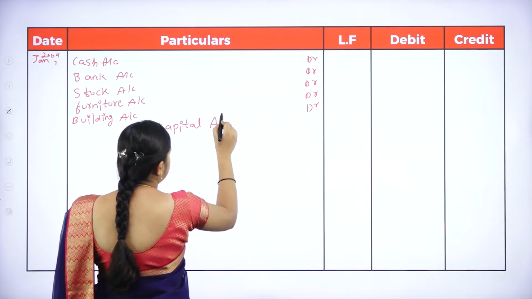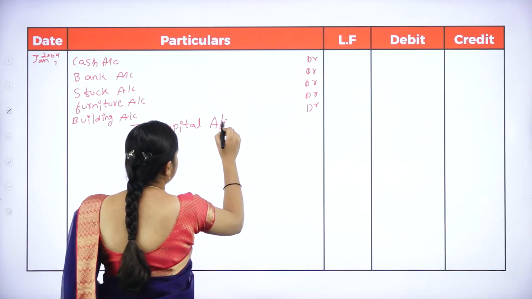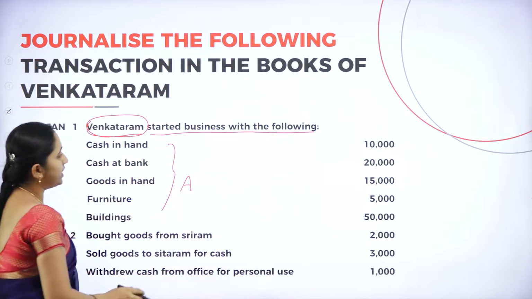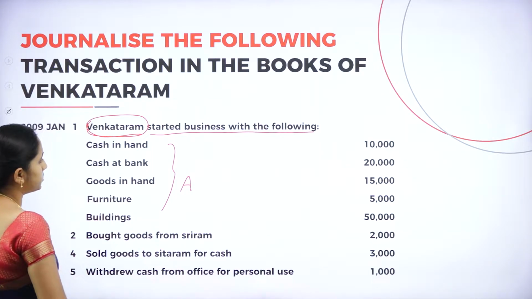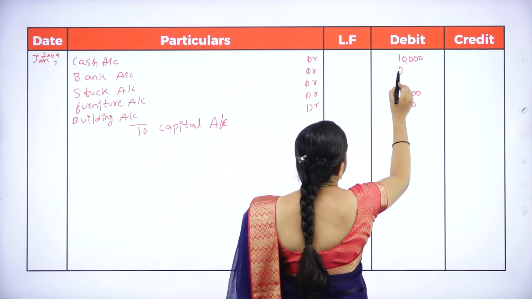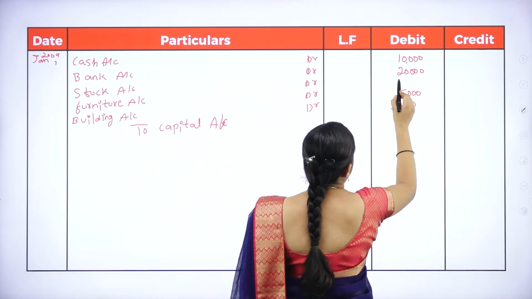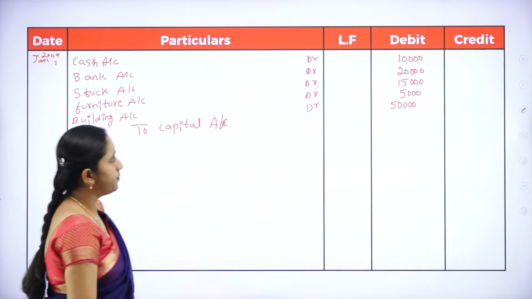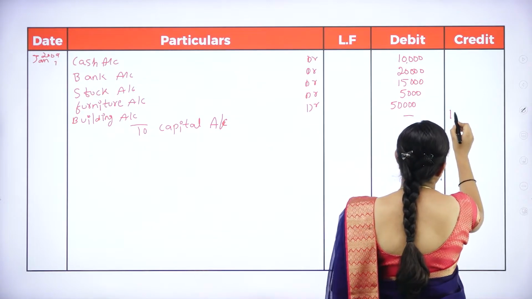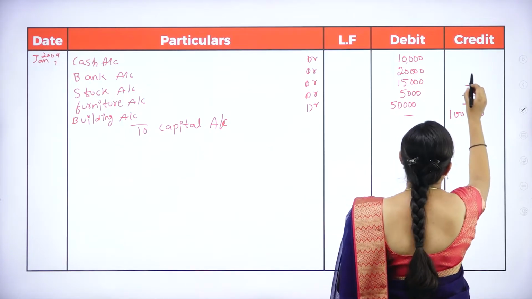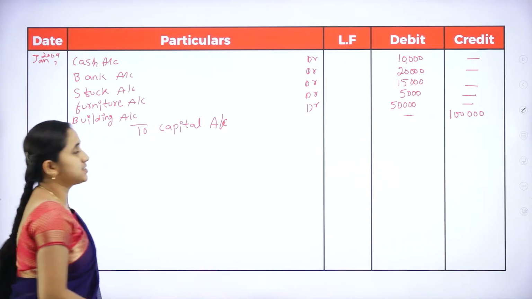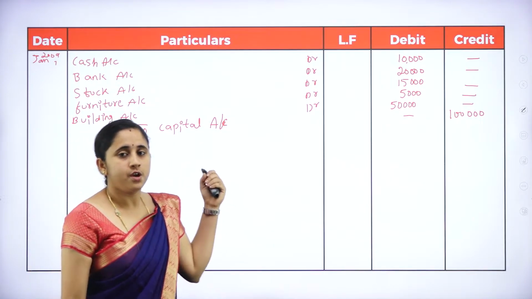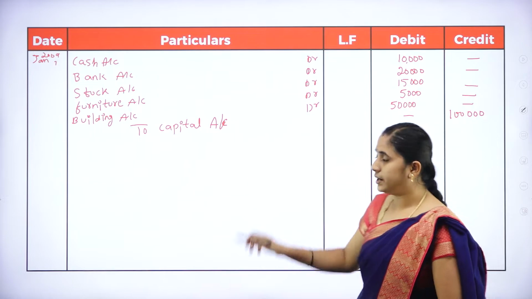This is a representative personal account. So, what is the amount? Cash in hand 10,000, 20,000, 15,000, 5,000 and 50,000. Total is 1 lakh. We'll write the narration as: being business started with cash in hand, cash at bank, goods, furniture and building.